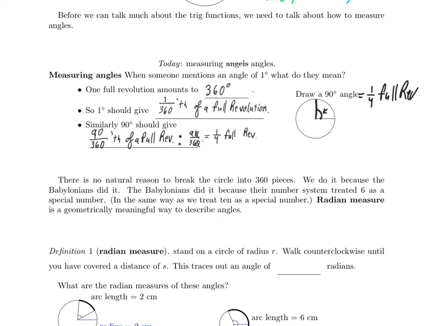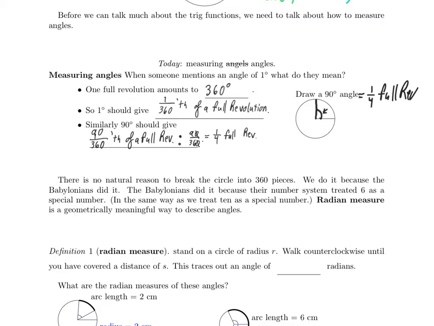So here's my objection, though. There's no natural reason to break the circle into 360 pieces. We do it because the Babylonians did it. The Babylonians did it because their number system treated the number 6 as a special number, the same way as we think of 10 as being a special number. We walked base 10, they walked approximately base 6. So 36 was a natural number for them to use. There's nothing special about it, though.